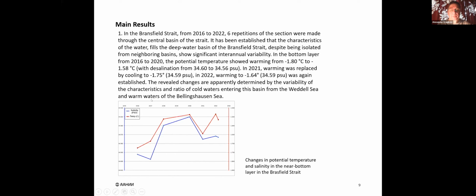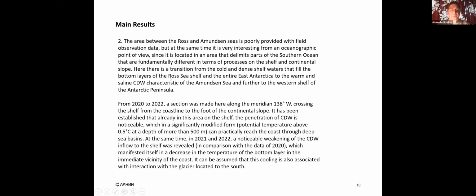Maybe it's some kind of result of global warming in this area, because you know that the northern Antarctic Peninsula is one of the areas of substantial warming of surface temperature. Of course, the area between the Ross and Amundsen Seas, the area near Russkaya Station, is poorly provided with observational data, and so it is very important to obtain data for this area.